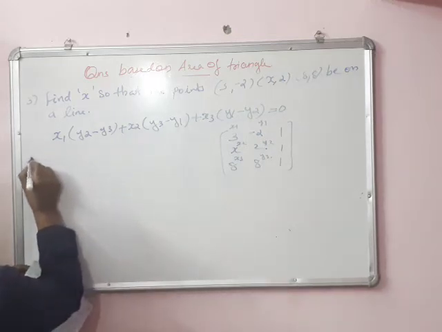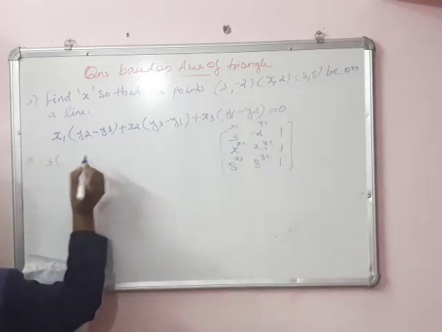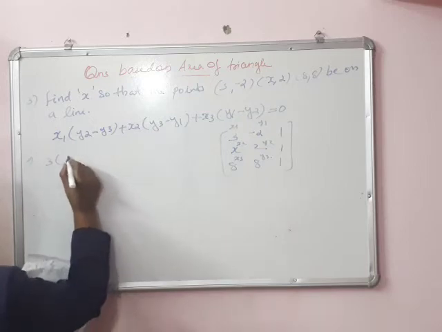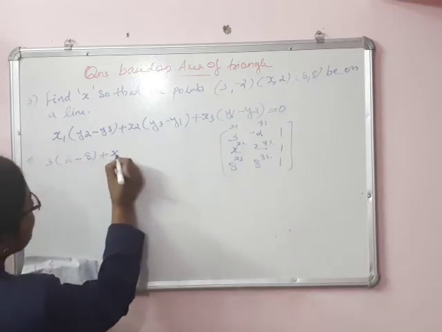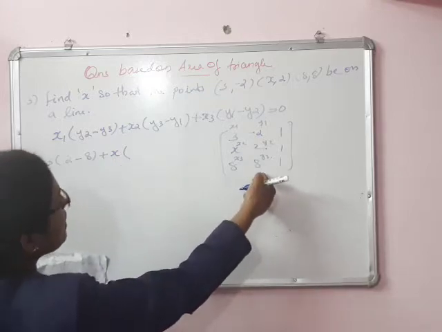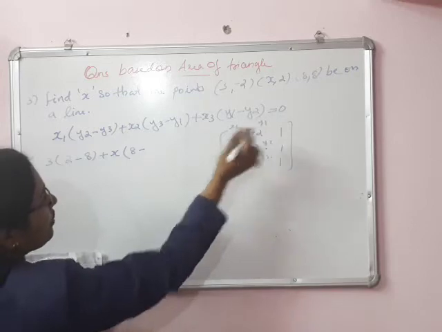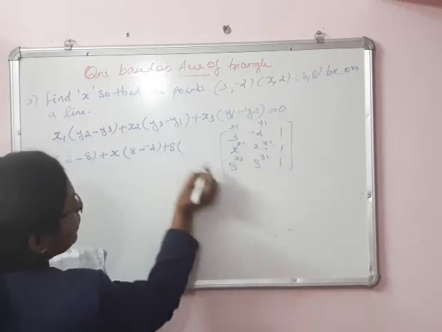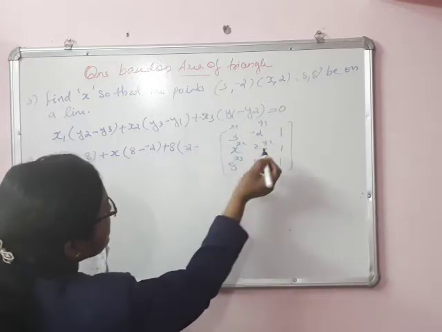That is equal to x1. What is x1? 3 into y2 minus y3. y2 is 2, minus 8, plus x2, which is x itself, x into y3 minus y1. y3 means 8, 8 minus y1, minus 2, plus x3, that is 8, into y1 minus y2. y1 is minus 2, minus 2.